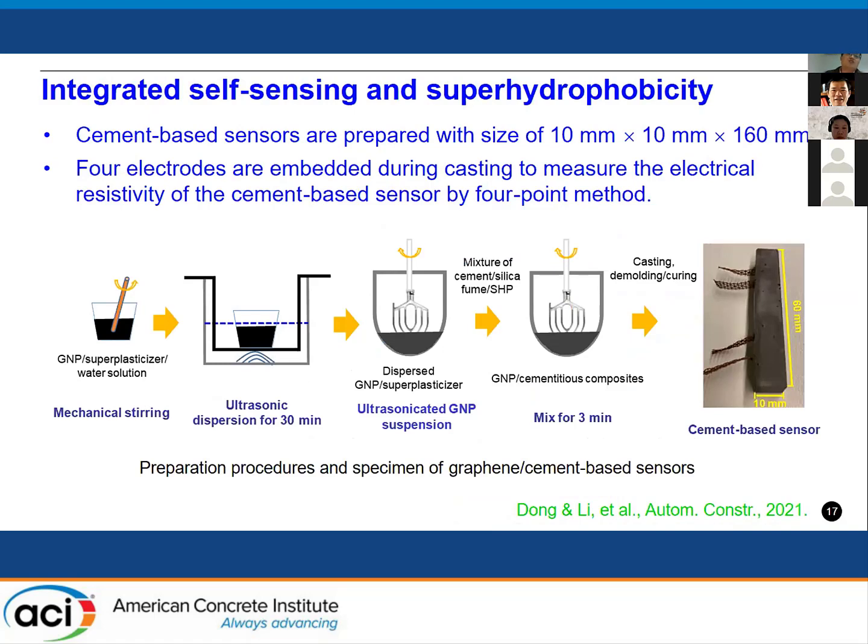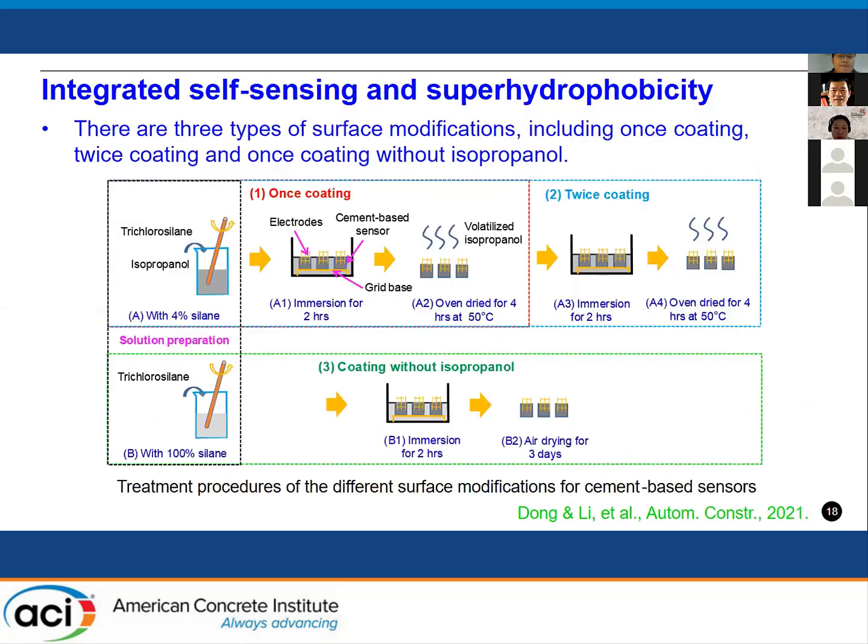So now here I'm going to talk about the cement-based sensors with integrated self-sensing and super hydrophobic capacities. And here you can see how the cement-based sensors are prepared in the laboratory. And then here I would like to talk about the CNM coating procedures for cement-based sensors. Basically, there are three types of surface coatings, including once coating, twice coating, and once coating without isopropyl, as you can see from here.